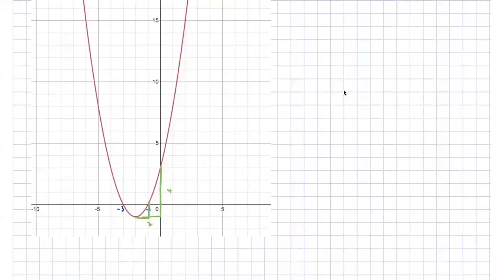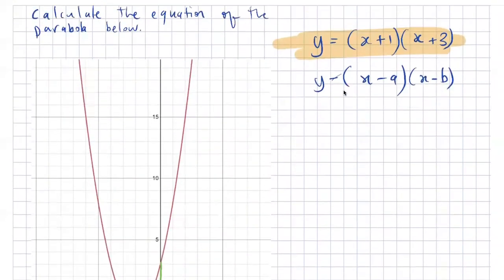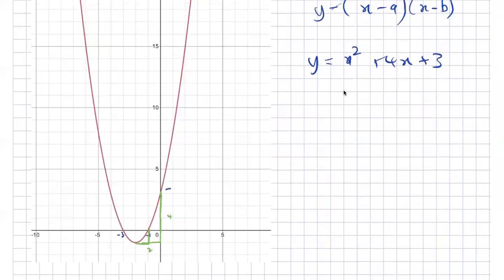Notice we didn't bother checking the vertex. We didn't bother checking where the y-intercept is. But if we expand this bracket out, not in green because it's the wrong color for expanding, if we expand this out, I get x squared plus 4x plus 3. And you can see here that 3 is there as the y-intercept. So that all fits as well.